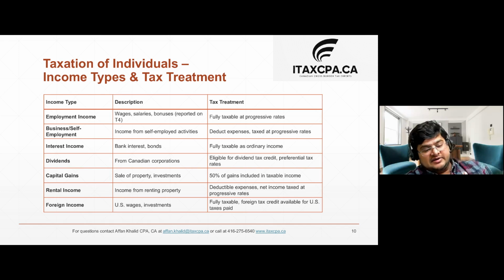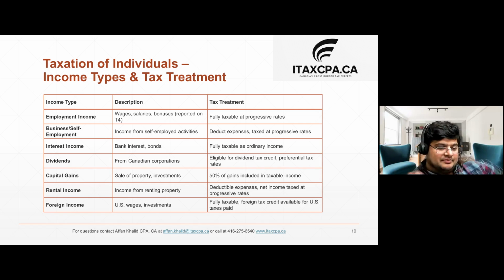And if I'm earning dividends from small private companies, or I'm a small business owner and I pay myself a dividend out of my corporation, those dividends are taxed preferentially compared to your salary income, but not as preferentially as dividends from a large corporation. The reason there's a difference is that small businesses are taxed at 11-12% in Canada. Small businesses get a preferential tax rate, so they're only paying tax at 11%, 12%.